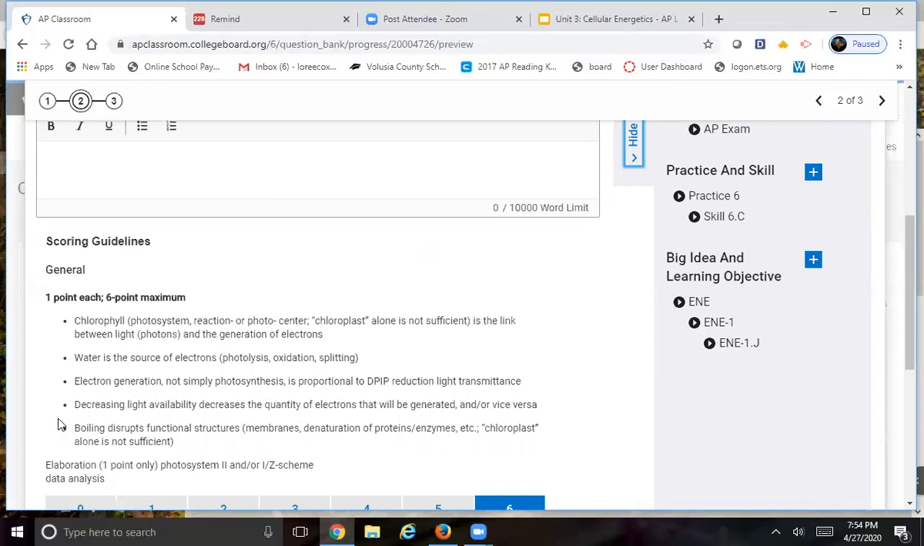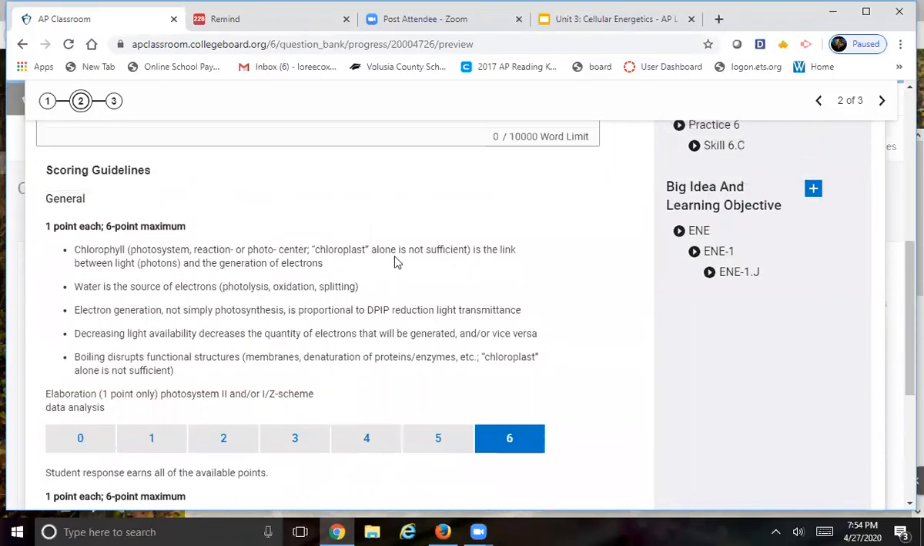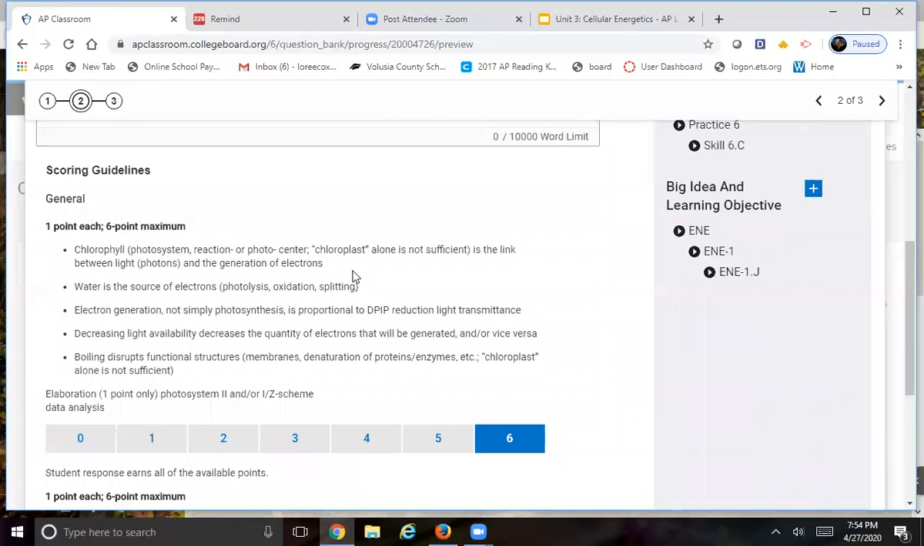A lot of people got that the boiling is going to denature the photosystems. Okay, so they couldn't just say the chloroplast was denatured or denaturing of a protein, a membrane's not working. You had to actually say that it was photosystem 1 or photosystem 2. So this was a huge 6-point question. You had to know what was going on in the experiment, and you had to know about this, right? Water donating electrons, and then the light powering them as they move through that chain there.